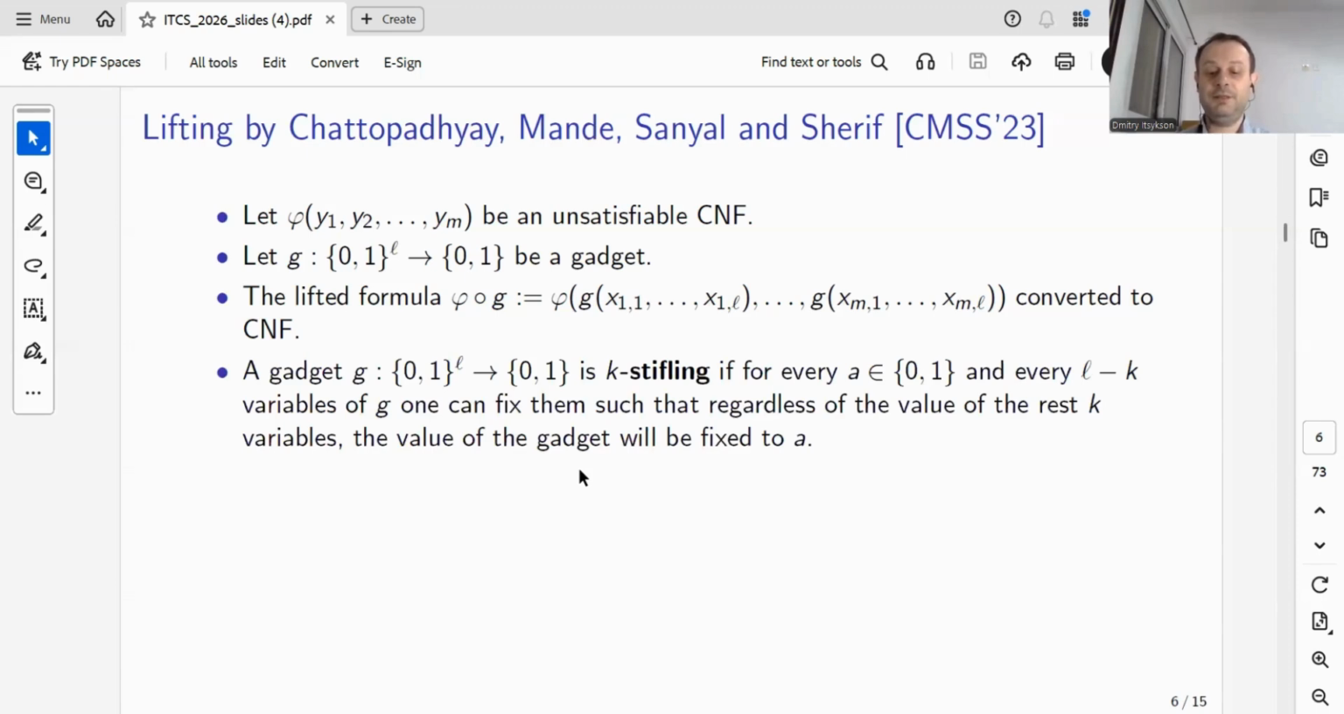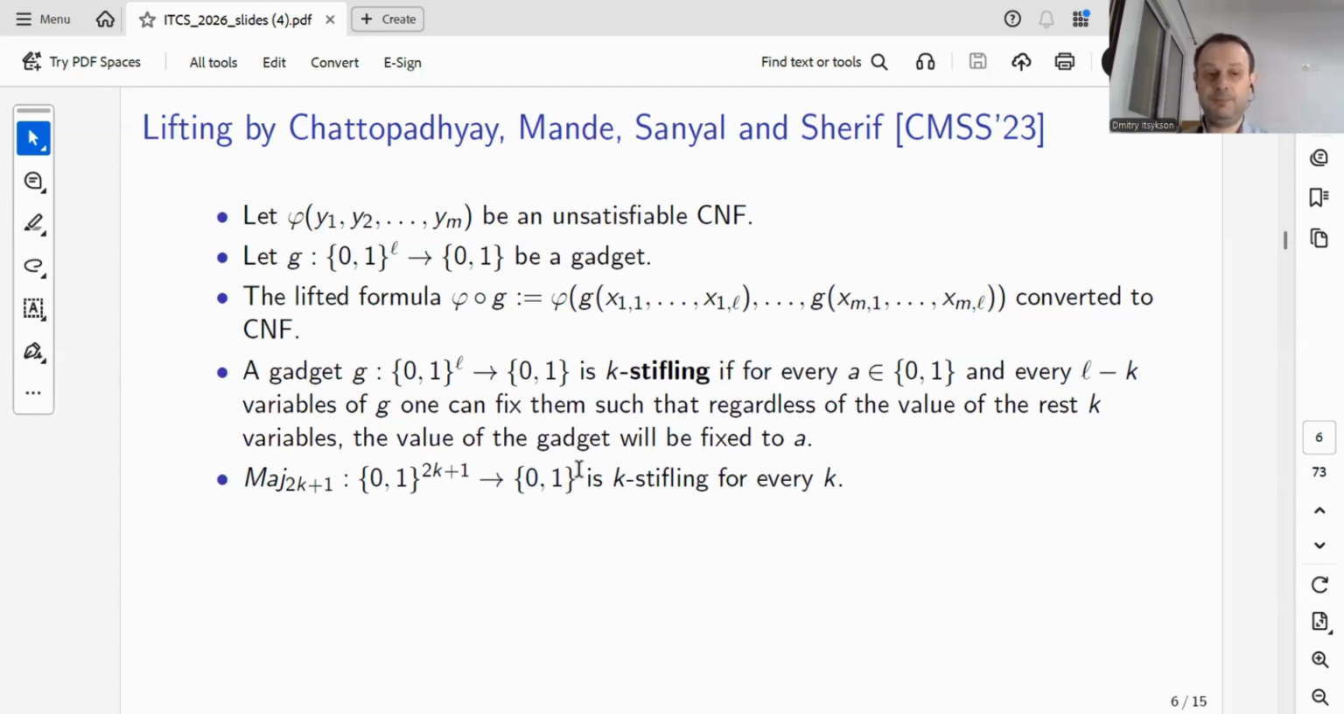Chattopadhyay, Mande, Sanyal, and Sharif define the notion of a k-stifling gadget. It is defined as follows. For any k variables and any Boolean value a, we can fix the value of the other L minus k variables such that the value of the gadget will be fixed to a regardless of the value of the unfixed k variables. The main example of a k-stifling gadget is majority of 2k plus 1 bits. It's easy to see that we can fix the remaining k plus 1 variables to a and fix the value of majority to a.